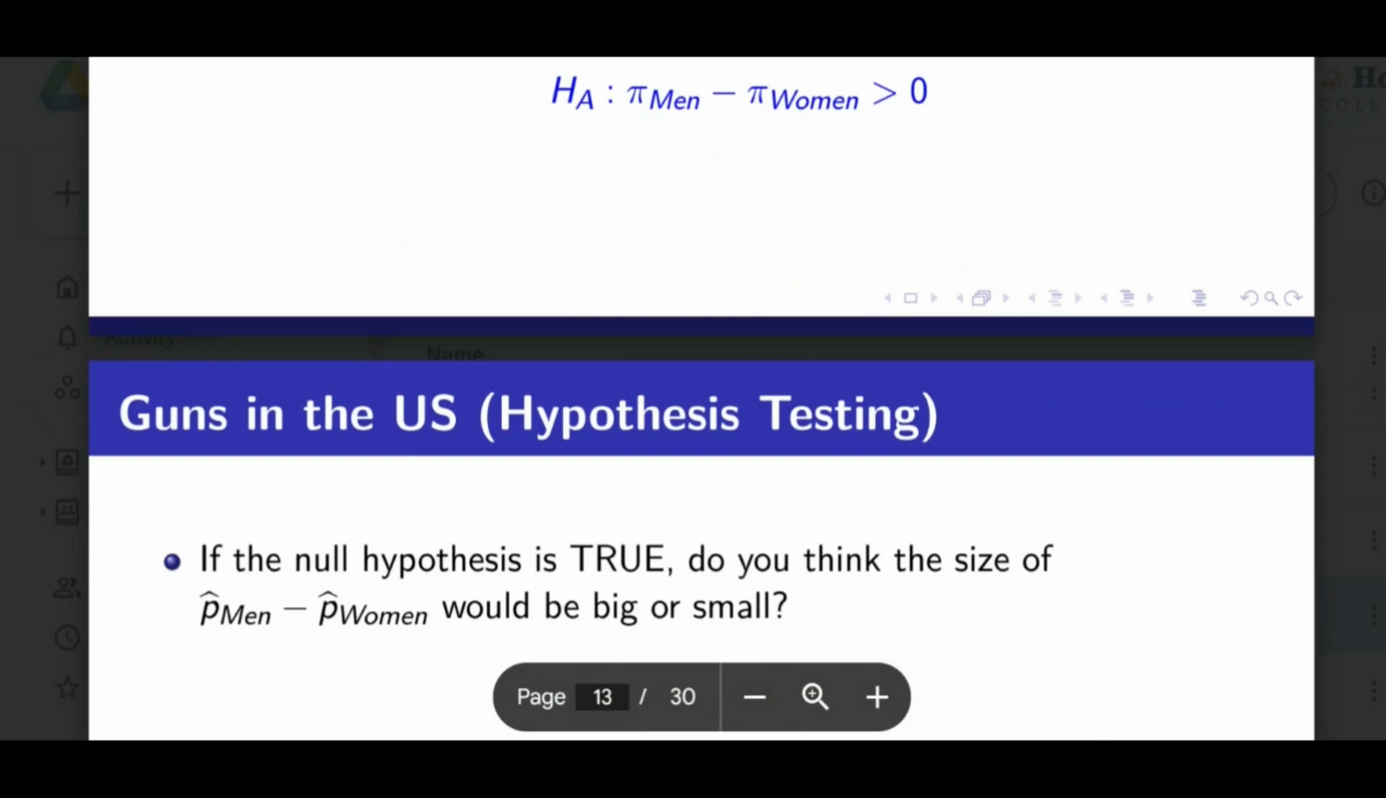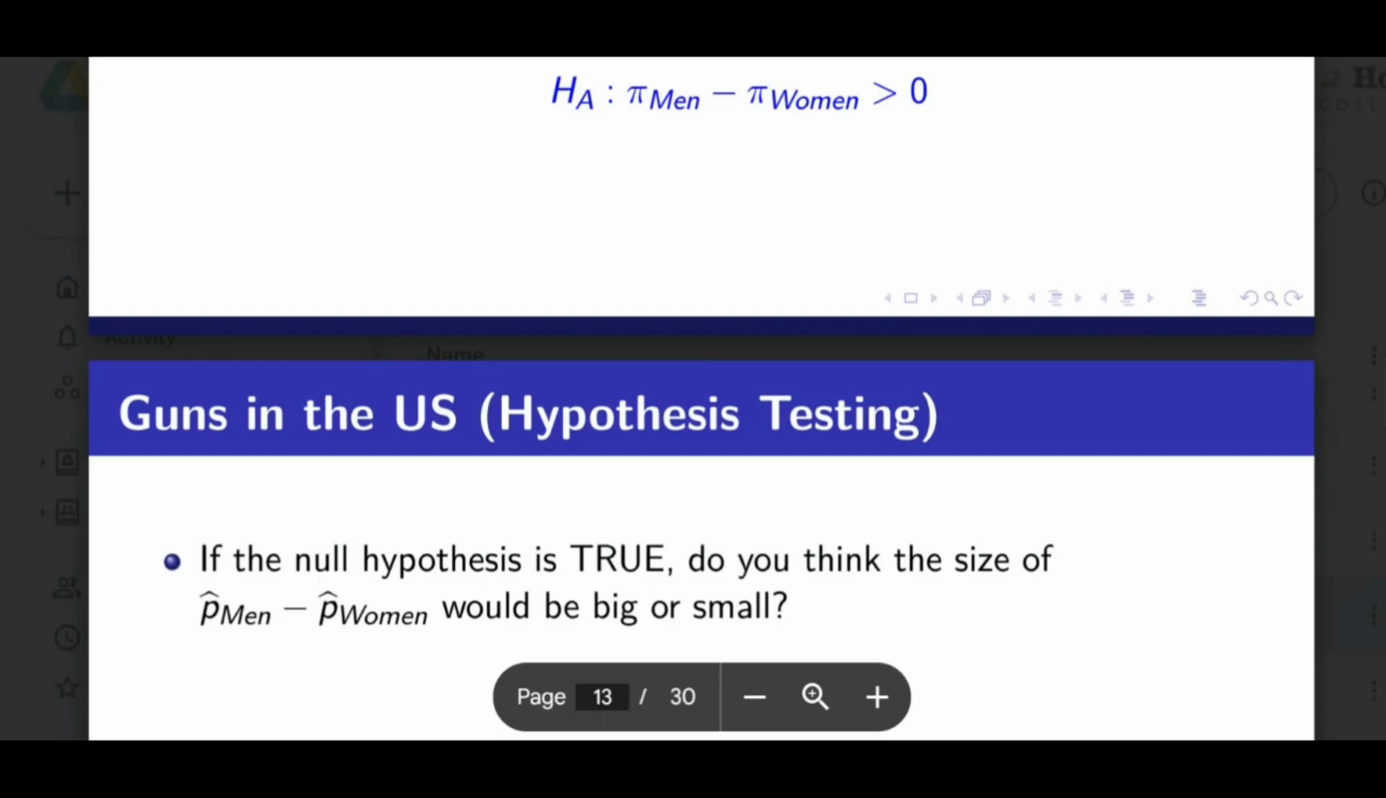Very good, fast as well. Small. Why? If the null is true, what does the null say? The null says that in the population, men and women own guns at the same rate. If that is true, your sample should reflect that. You should have not a big difference. Notice, I'm not asking you whether this is big or small individually. I'm saying is the difference small? Because the null says there's no difference.